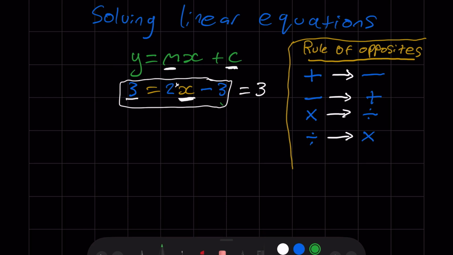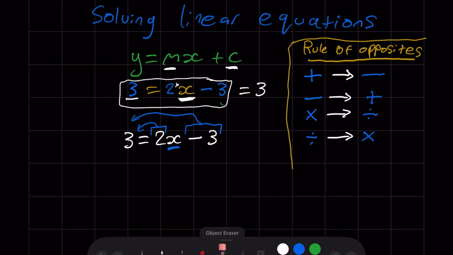Let me show you with this equation. 3 equals 2x minus 3. We want to find what x equals. To find what x equals, we want it to be on its own. We want this x to be isolated on one side of the equation. To do that, we move these individual terms. So we've got a term here, which is negative 3. We've got a term here, which is 2. We need to move them over to the other side of the equation so that this x is on its own. I'm going to start with this negative 3 here.